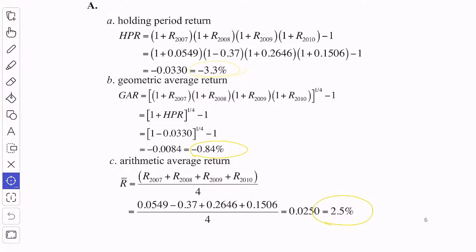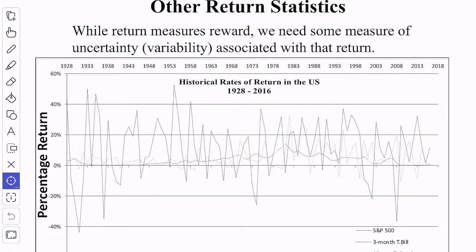All right, so this shows us over the period, we didn't make anything. We actually lost 3 cents on every dollar. And then on average, each year, we lost about a cent, or 0.84 of a cent. Okay, questions?